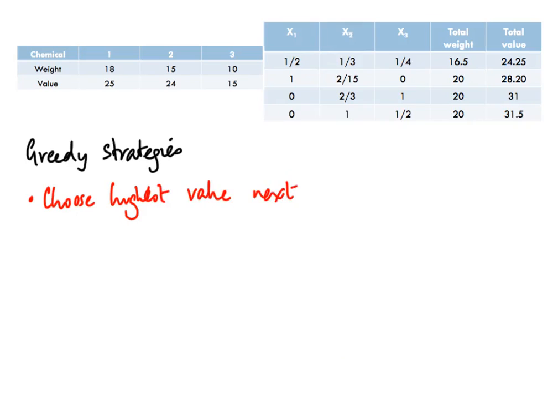If we choose the highest value next, then we would first start to put in item 1 because it has value 25. After we fill up as much as we can of item 1, then we would move to item 2 because it has value 24, and then we would move to item 3 because it has value 15. And if you look at it, this corresponds to this choice. So we filled up 1 first, then 2, and then 3. But as you can see, even among the examples that we have considered, this is not the best one.